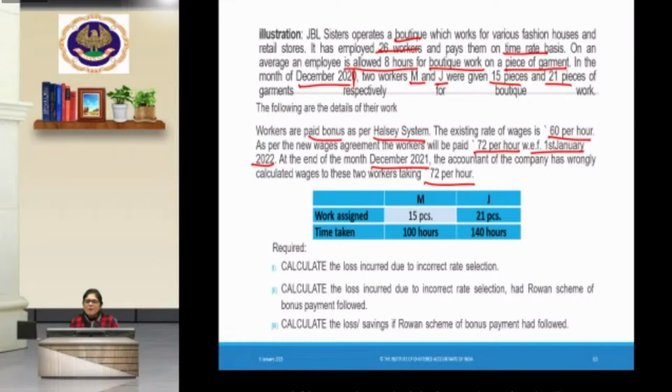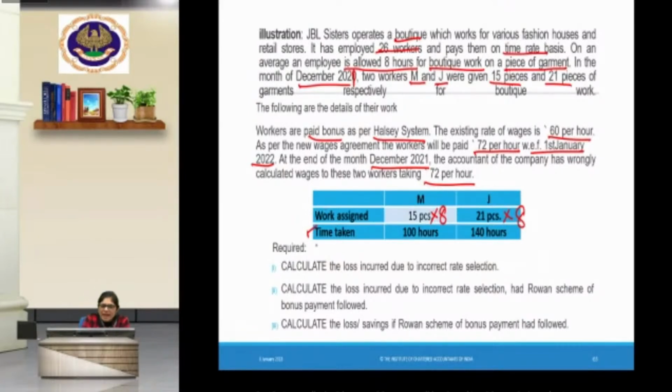See, the first paragraph: M and J were two workers. M was given 15 pieces to complete and J was given 21 pieces to complete. So 15 pieces will take 8 hours and 21 pieces will also take 8 hours. So here the time taken by both the workers is given.